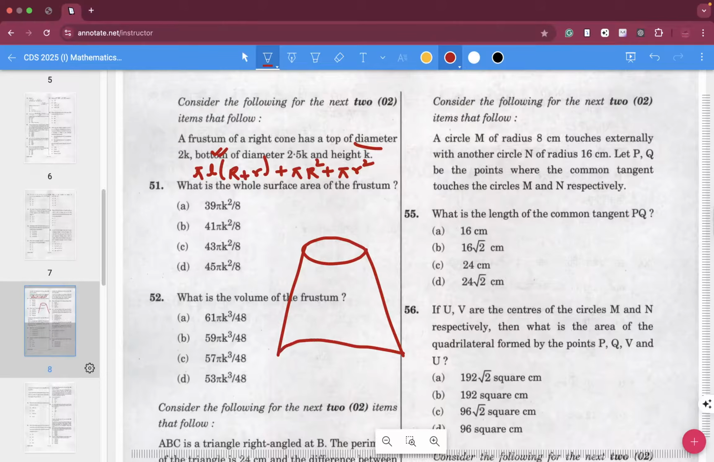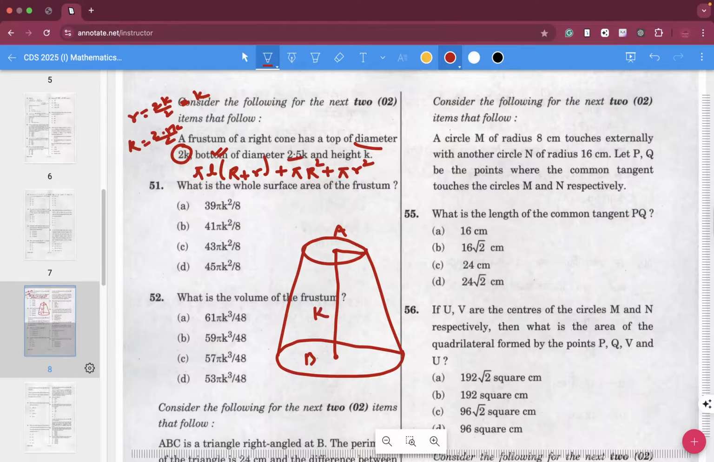So this is your frustum, right, folks? Now this value over here, I'm calling A and B. AB they have given as height k already. Small r will be 2k by 2, which means k. Capital R will be 2.5k by 2, this particular value.